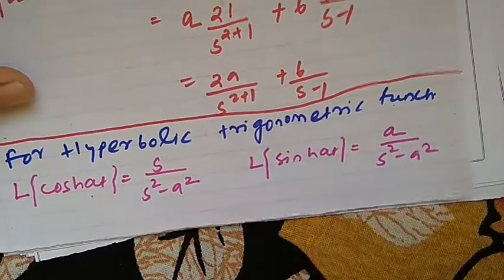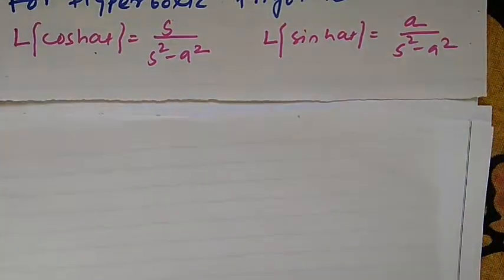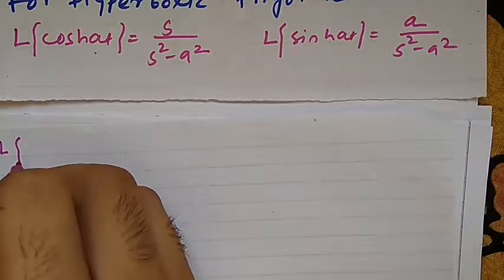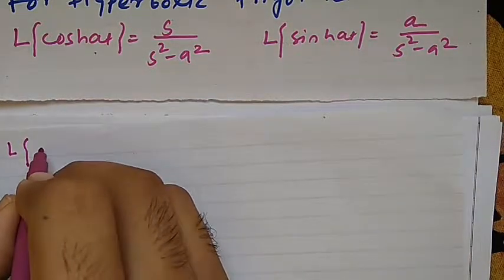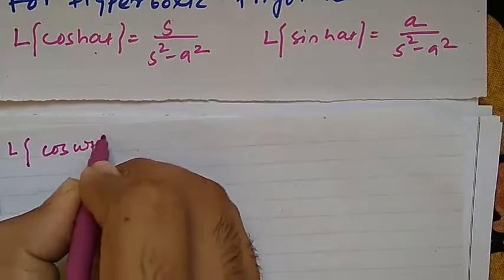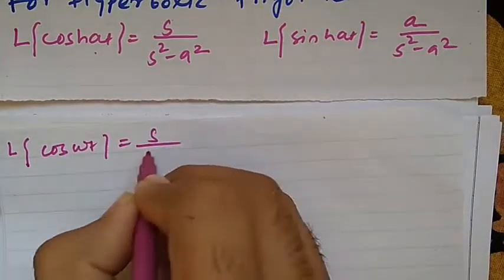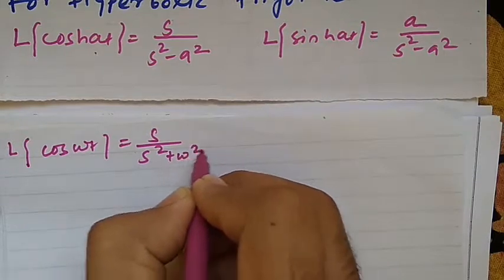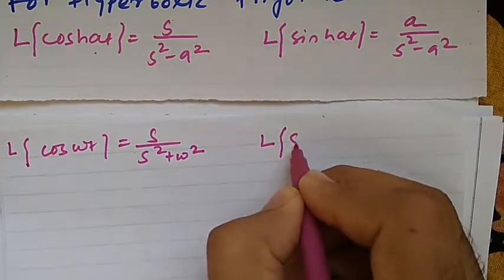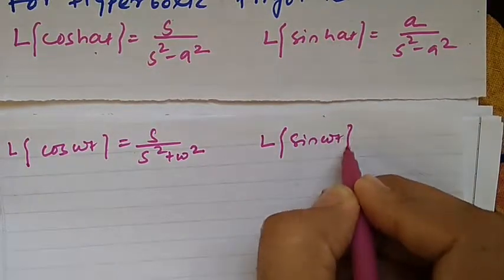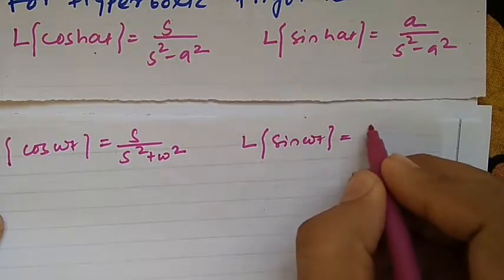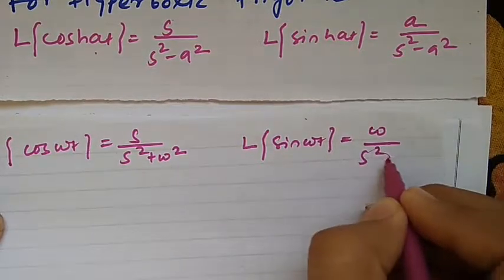Okay, and let's see some trigonometric formulas. L of cos omega t is s by s square plus omega square, and L of sin omega t is omega by s square plus omega square.